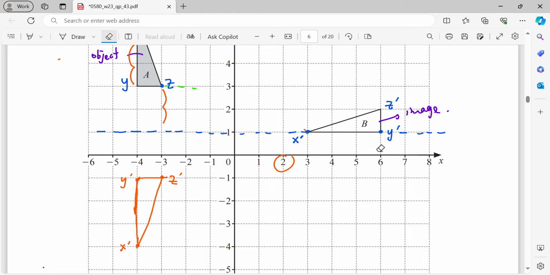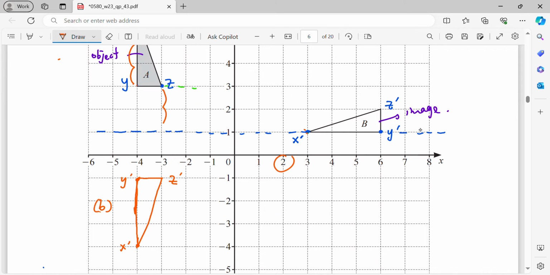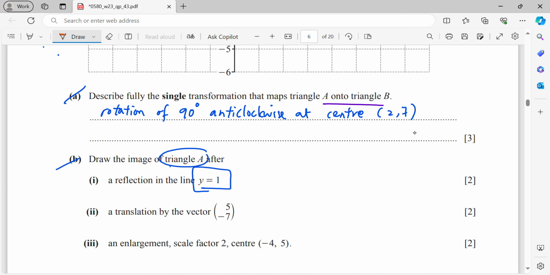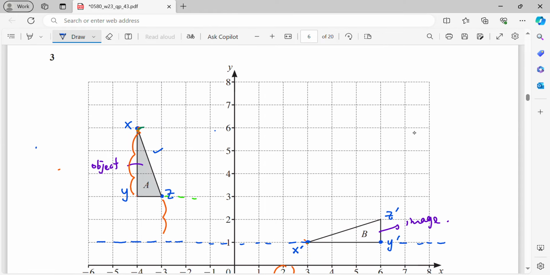That is your image. And this is the solution for B first part. Okay, now second part. A translation by vector (5, -7). So now (5, -7) means that you have to move the point. This 5 is 5 units to the right side, and then this minus 7 means 7 units downwards.